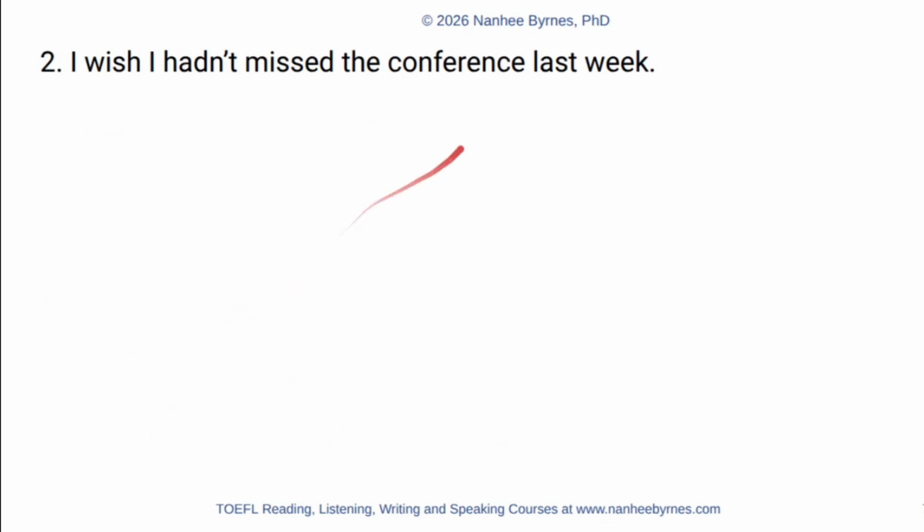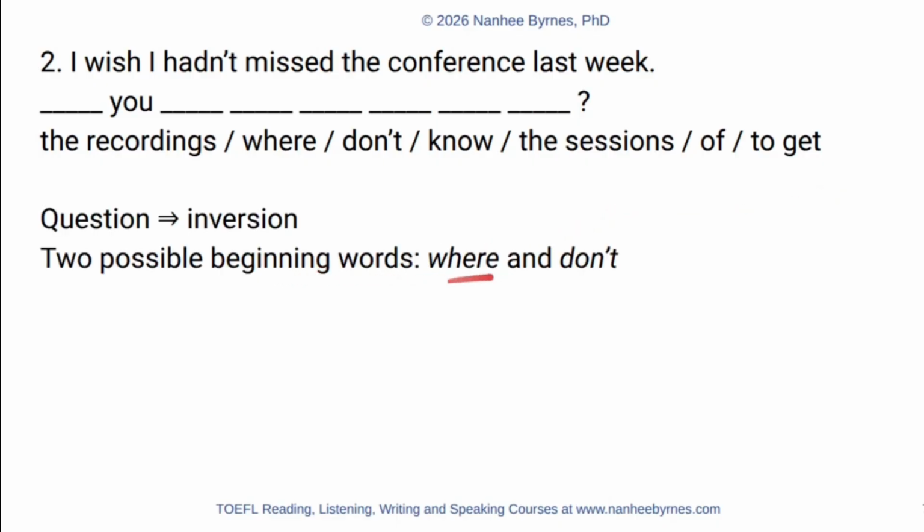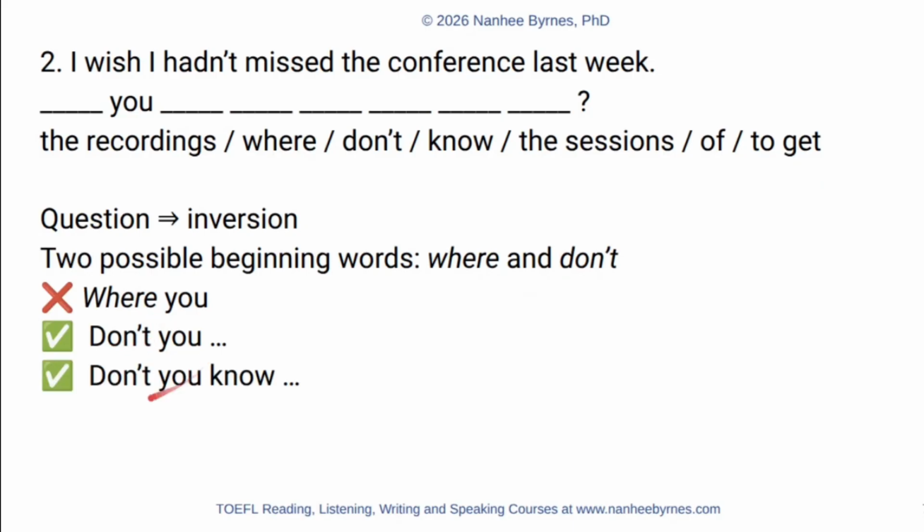Question 2. I wish I hadn't missed the conference last week. Words given are where, don't, know, the sessions, of, to get. It is a question, so we need inversion. There are 2 possible words to begin, where and don't. Where doesn't work because a verb should follow, but the next word is you, so don't is the only choice. After that, a base verb should follow, and know is the only option. So the sentence must begin with, don't you know?